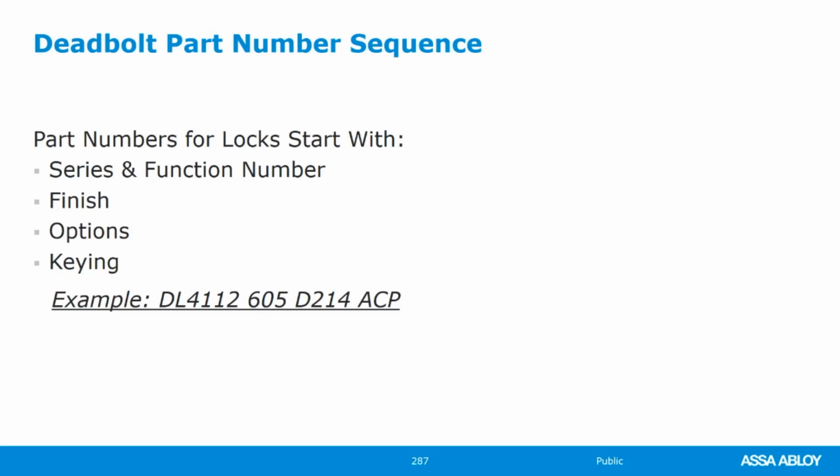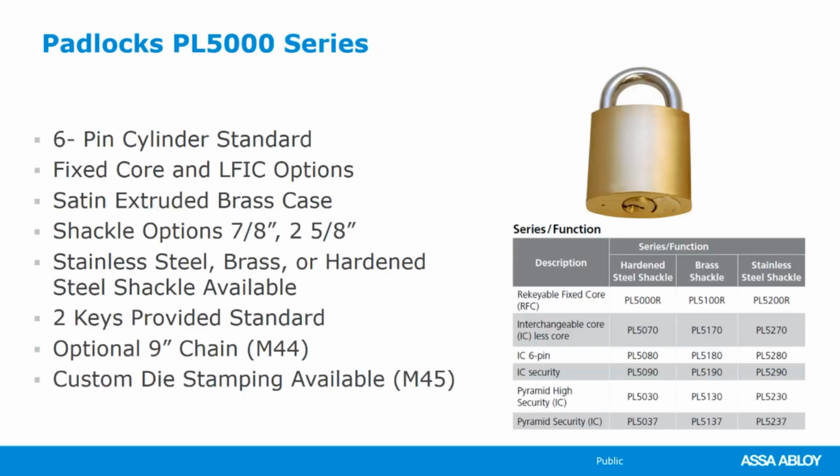We're going to move from the deadbolts now to our padlocks. Corbin Russwin has 1 series of padlocks that we offer. That's our PL 5000 series. And the part number will change based on the type of shackle that you're using. That's the part that goes through the hole to lock the opening.